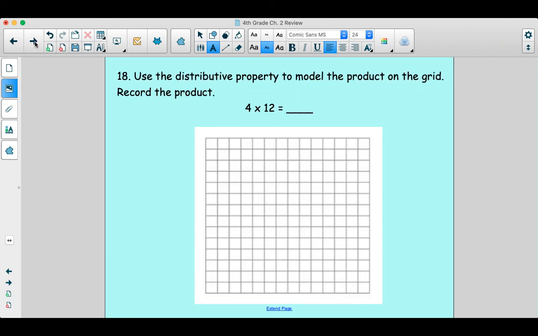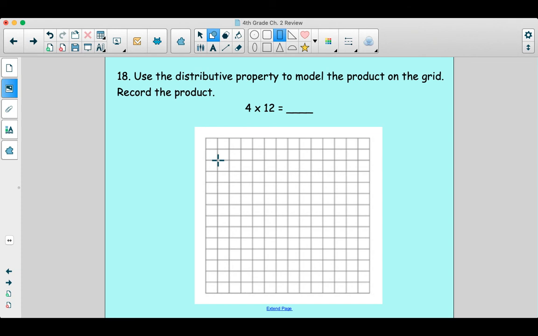Okay? All right, last one. This is good news because, number one, it's the last one. And number two, we've been using the distributive property all the time. So we're like practically professionals. Use the distributive property to model the product on the grid. Record the product. Done. Well, it's not done yet, but it will be done soon, y'all.